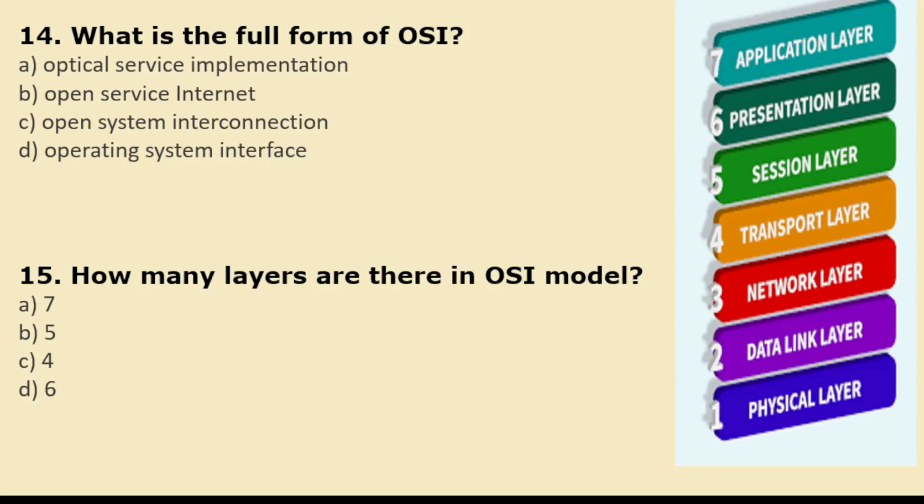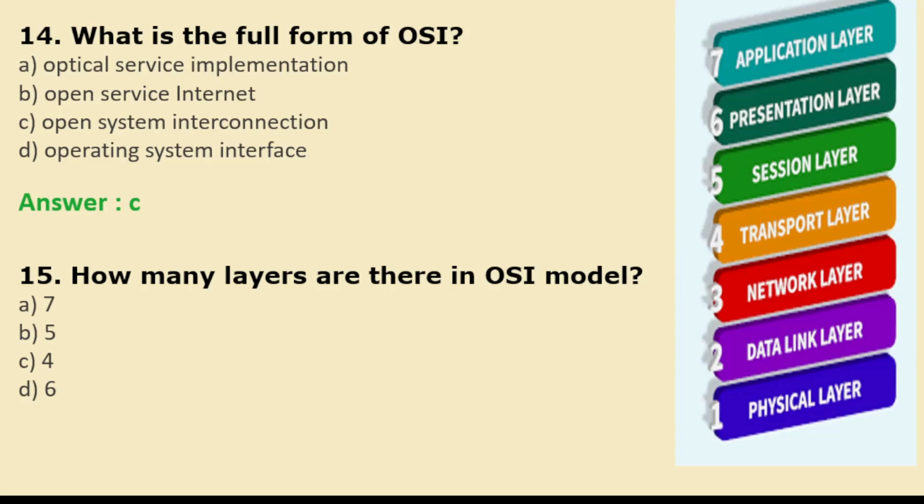Our next question is, what is the full form of OSI? A. Optical Service Implementation, B. Open Service Internet, C. Open System Interconnection, D. Operating System Interface. So the correct answer is C. Open System Interconnection.